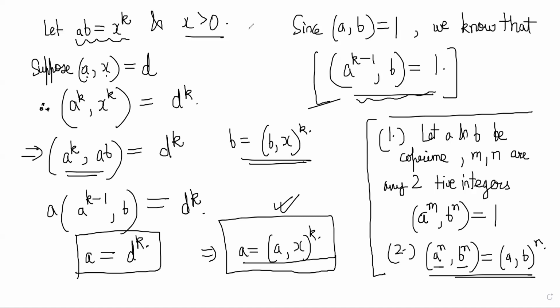So now we have established our claim that if two numbers are co-prime and the product of those numbers is a power of some integer, AB is equal to X power k, then A itself is the GCD of A and X, power k, and B is the GCD of B and X, power k, right? So now let's get back to our original problem. We had to prove that there are no positive integer solutions of this equation, right?